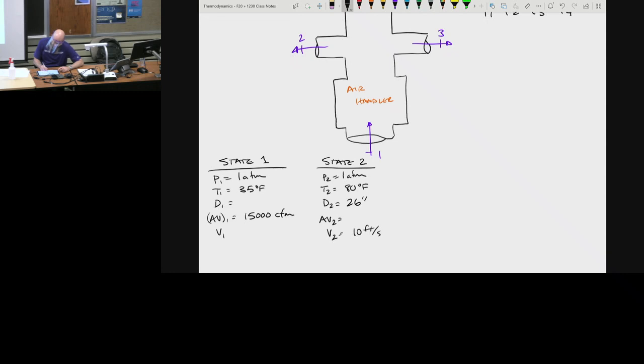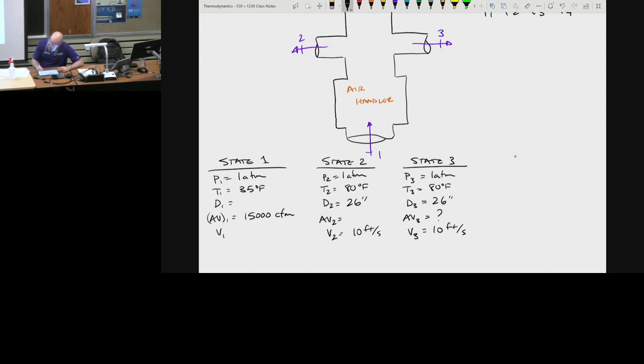State 3 is exactly the same as state 2. I'm going to copy it down just for completeness sake, but it's the same thing. Pressure 3 is equal to 1 atmosphere. Temperature 3 is equal to 80 degrees Fahrenheit. The diameter of 3 is equal to 26 inches. The volumetric flow rate of 3 we do not know. And the velocity at 3 is equal to 10 feet per second.